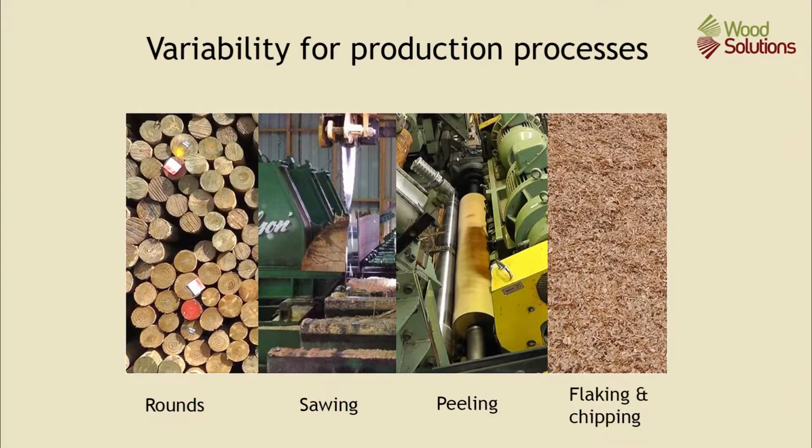There are many options for converting the log taken from the tree into useful products. Logs can be used as round elements such as posts or columns, sawn into boards, peeled or sliced into veneer, and flaked or chipped into smaller pieces as a resource for manufactured products.